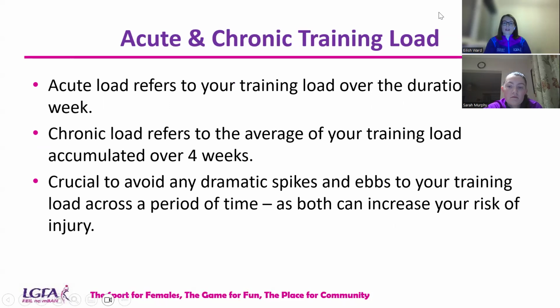And then just to break that down a little bit further, acute training load is probably measured over the course of a week, and then your chronic load is the average measurement over 4 weeks. Again, going back to progressive overload, it's a similar type of rule, but this is crucial to avoid any dramatic spikes and ebbs of our training load across time, as either increasing or decreasing can affect our risk of injury.